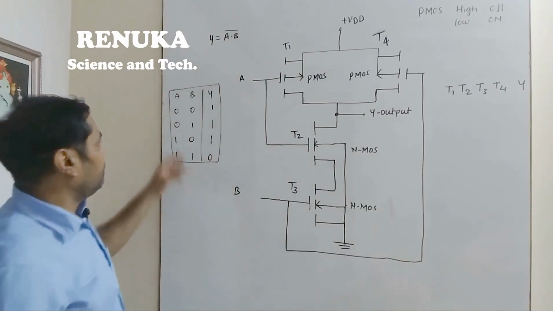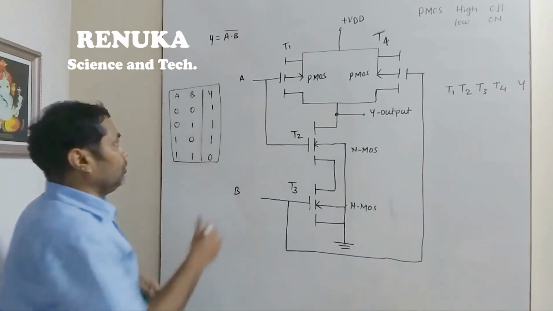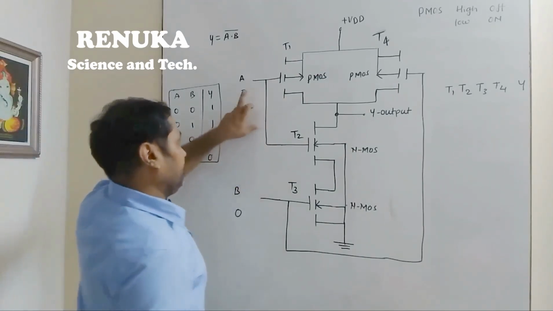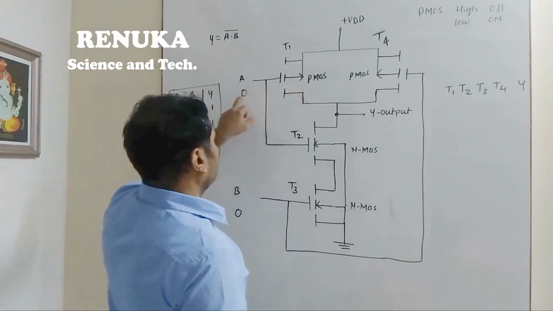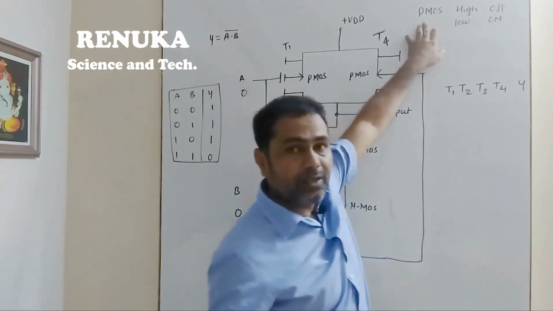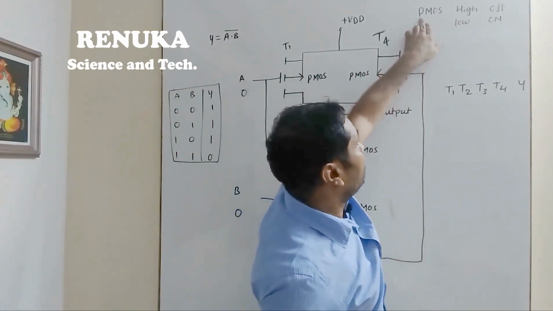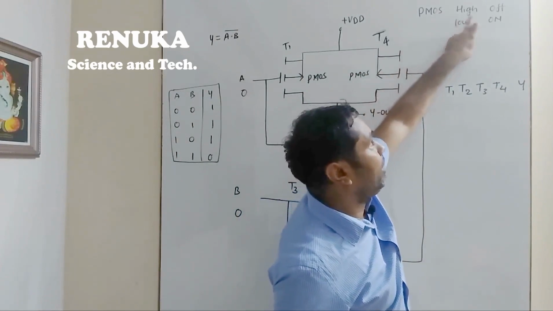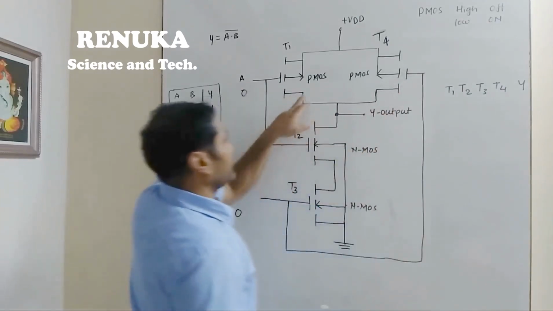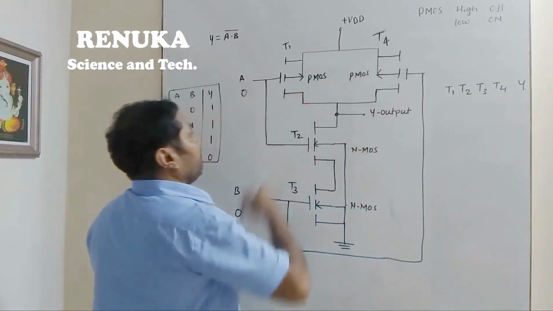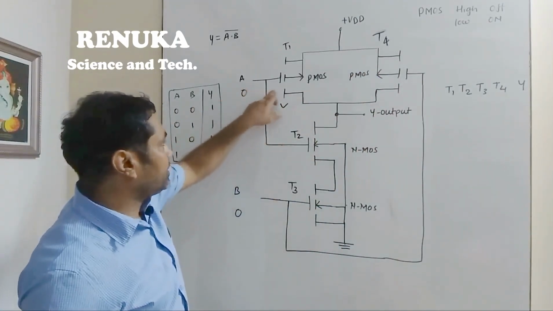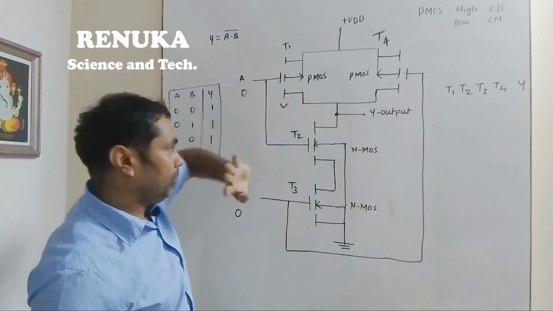Starting from the first condition, both inputs are connected to low, so A is connected to low and B is also connected to low. What is happening here? At transistor T1, 0 is connected and this transistor T1 is a PMOS. We first have to remember: if a PMOS gate is connected to high, it will be off, and if it is connected to low, it will be on. So this is our condition. The PMOS here is connected to low, so this device will be on.